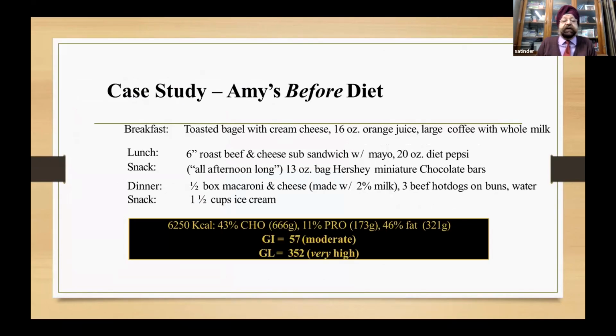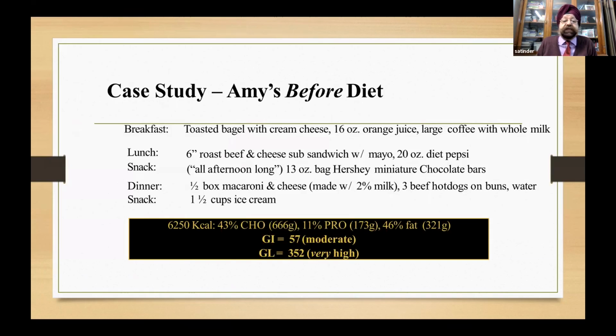Her breakfast: a toasted bagel with cream cheese, 16-ounce orange juice, and a large coffee with whole milk. Then lunch: a 6-inch roast beef and cheese sub sandwich, mayonnaise, diet Pepsi, almost half a liter, and a snack. She munches all afternoon long on a bag of Hershey miniature chocolate bars. Dinner, again, half a box of macaroni and cheese, beef hot dogs, and then a snack of 1.5 cups of ice cream.